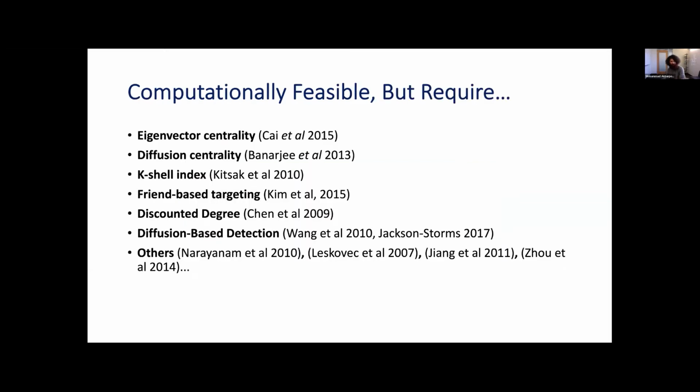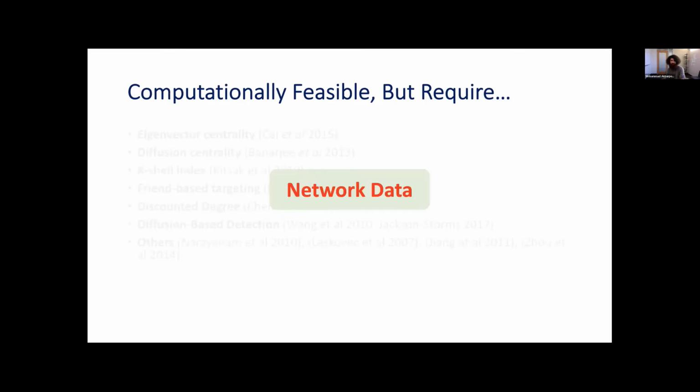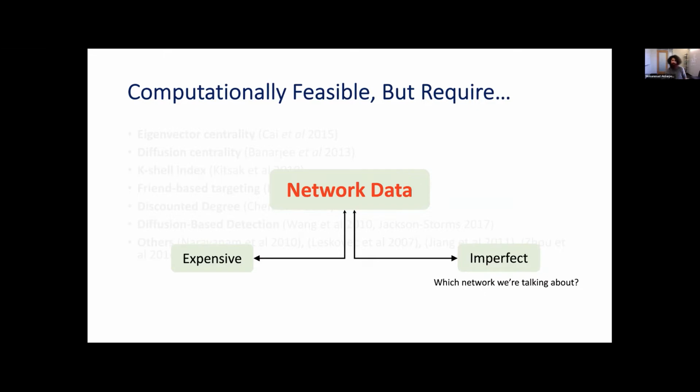So now where I'm going with this, even these computationally feasible centrality measures need network data. In order to calculate eigenvector centrality, you should know what your underlying social network is. And network data has two issues. One of them is that it's pretty expensive to build network data of a village of 10,000 people in India. How the hell do you construct that network? The second issue is that even if you go and do a survey home by home, it's going to be imperfect.